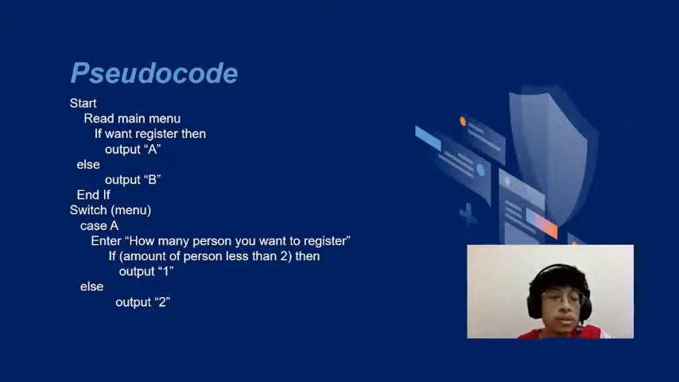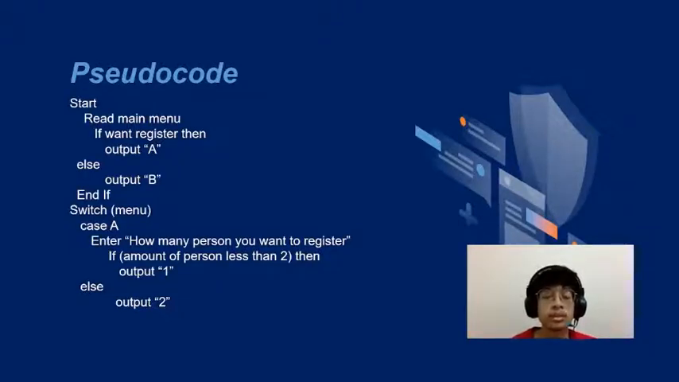After that, we use switch case. You can see that switch menu, we have two cases, case A and case B. Case A is if the customer enters A for registration. So in case A, enter how many persons you want to register. If the amount of persons is less than 2, then output 1 or output 2. This shows the customer that they might choose 1 or 2 persons only.